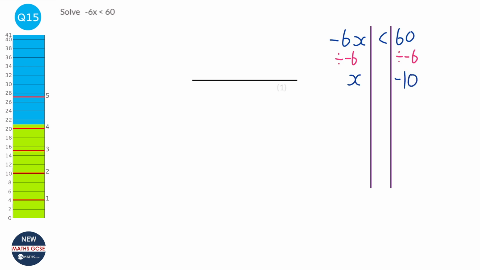Now we've got to be really careful here, because whenever you times or divide both sides by a negative, you must switch the inequality. So instead of pointing to the left, it's now going to point to the right. So our answer is x is greater than -10.